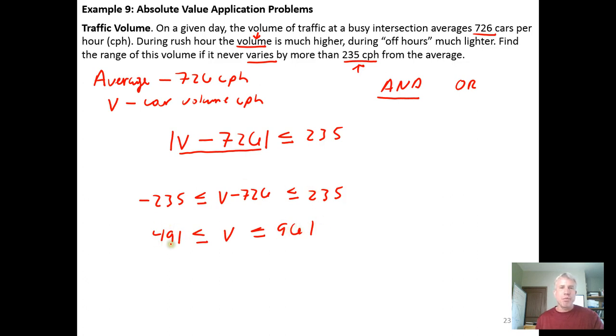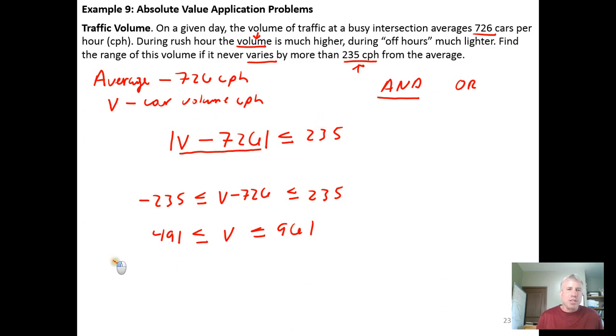If we were to plug 491 in for volume right here, it would equal negative 235, and then the absolute value sign would make it positive 235. And similarly, 961 minus the 726 would be a positive 235.